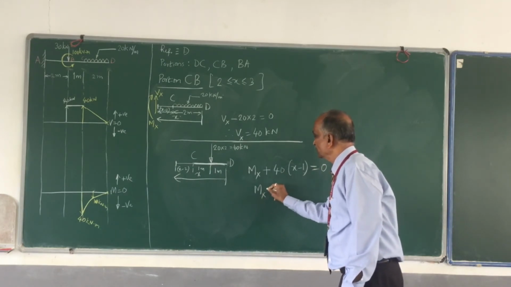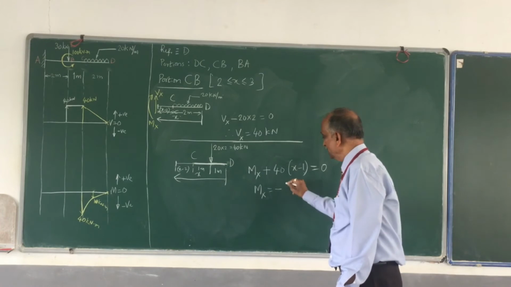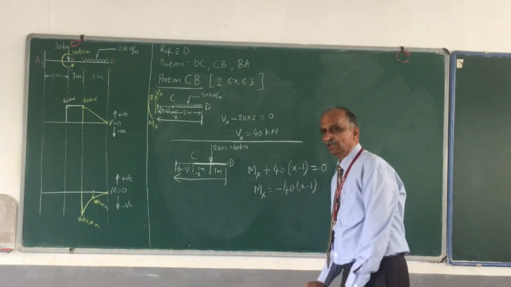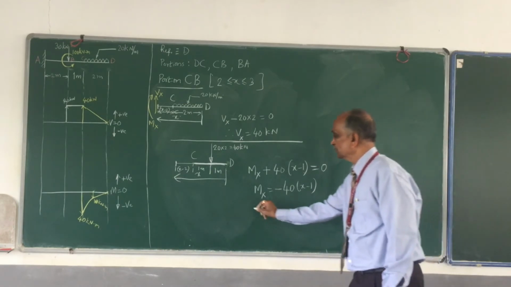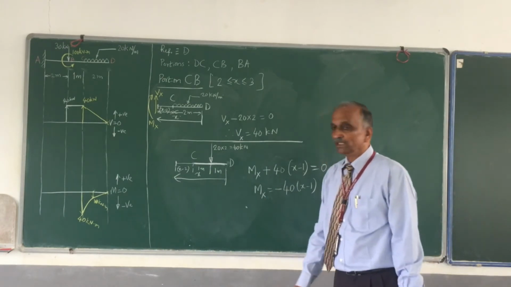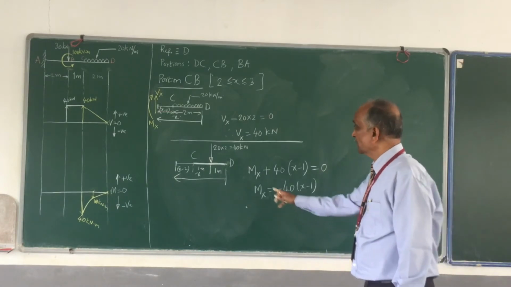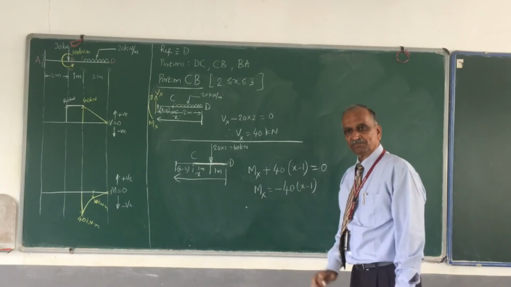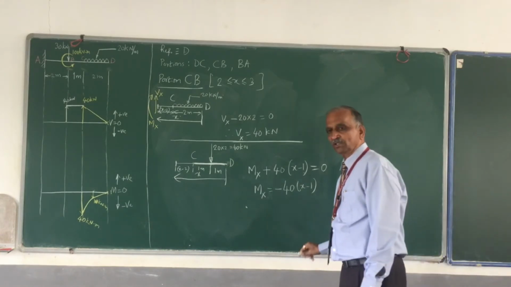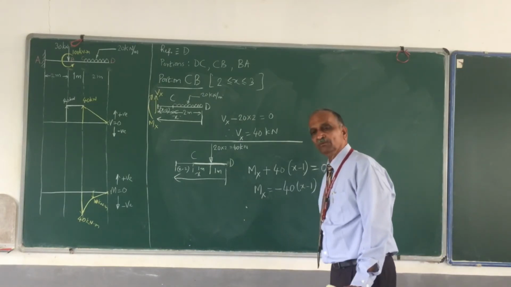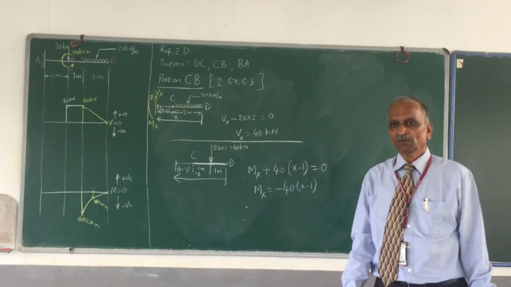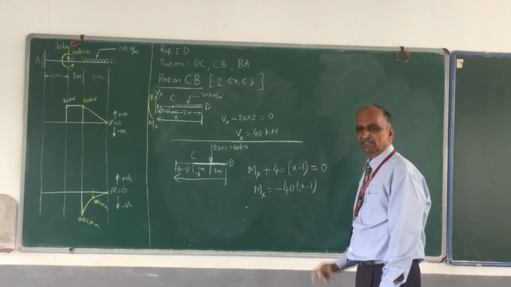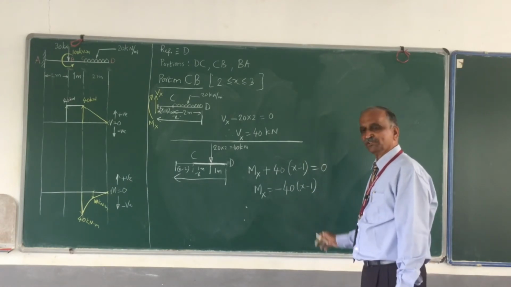Therefore Mx is equal to minus 40 into (x minus 1). What is your first observation? The bending moment is not constant between C and D because I have x here. Bending moment is varying. Okay, what is the variation? Variation is a straight line variation because x is raised to 1.